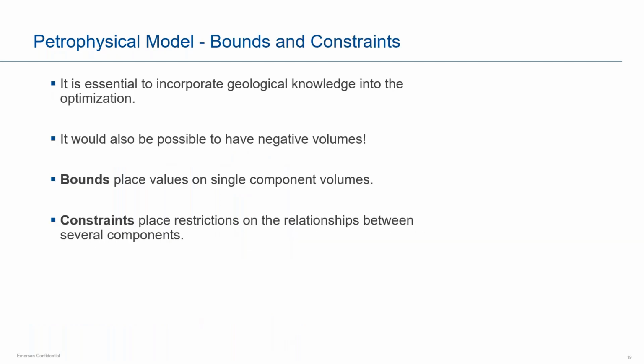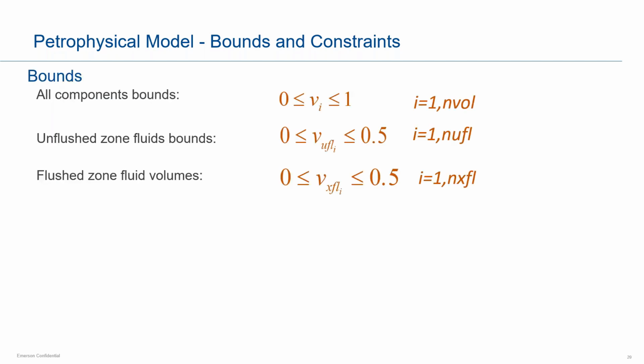So when we do this petrophysical model, it is important to incorporate geological knowledge in the optimization. Otherwise, it is possible to have negative volumes as well. So in order to do that, we have introduced two parameters. One is the bounds. Bounds will be applied on a single component volume, and the second is the constraints. Constraints put restriction between several components. So in Geolog, we have some default bounds. For example, the individual mineral volume can be between 0 to 1.